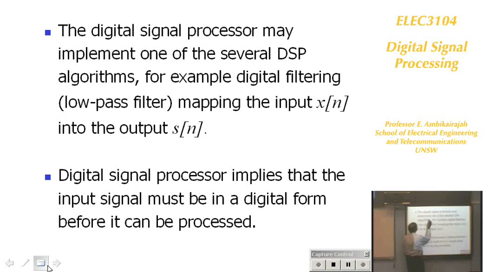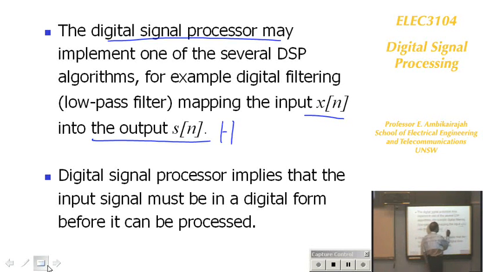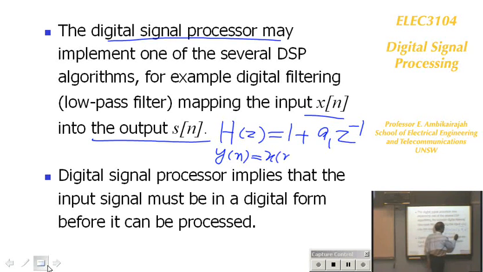Basically, the digital signal processor may implement one or several DSP algorithms, such as a simple low-pass filter algorithm, which takes x[n] and provides output. For example, the simple low-pass filter you did last week, 1 plus a1 z^-1, is a low-pass filter. You may implement that in the DSP processor, which means you will implement y[n] = x[n] + a1 x[n-1]. That's the algorithm you'll be implementing in the processor, which processes the signal.